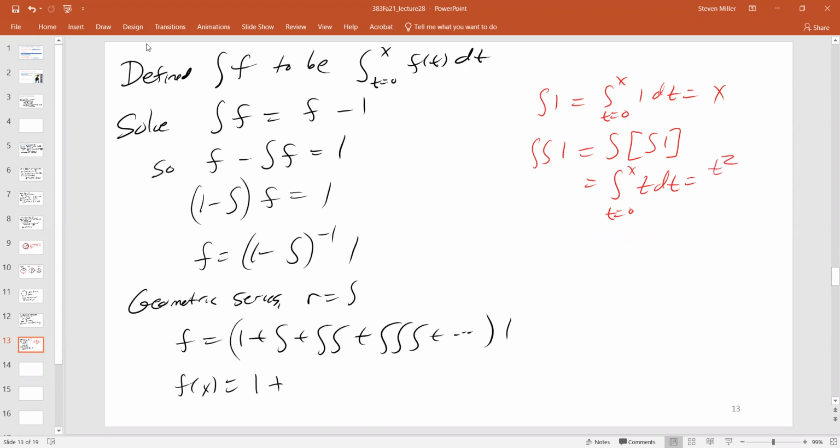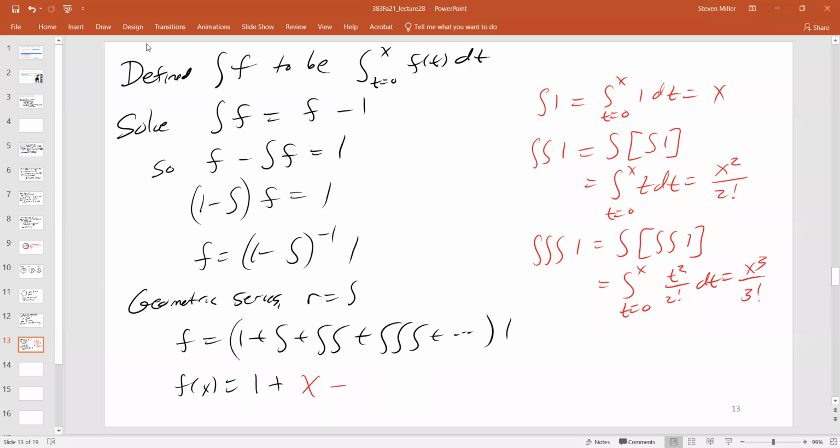You could say t squared over 2, but first of all, it's x squared, not t squared. So x squared over 2 factorial. And then the integral of the integral of the integral of 1 is the integral t goes from 0 to x of t squared over 2 factorial dt, which is x cubed over 3 factorial. And so as we now put this in, we get 1 plus x squared over 2 factorial plus x cubed over 3 factorial plus dot, dot, dot.